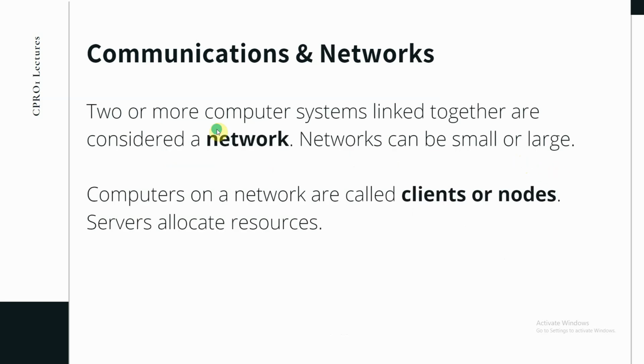So we call two or more computer systems that link together a network. Networks can be either just two basic computers, or a whole building of computers that are interlinked to each other. The computers connected to a network are called clients or nodes. We also use servers to allocate resources so that each of these computers can communicate in, let's say, real time or in a definite manner.